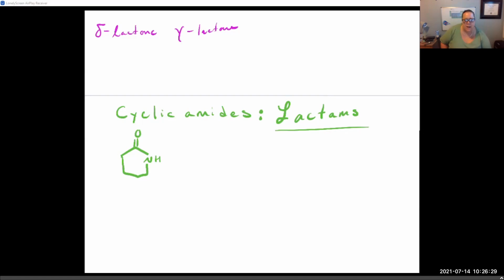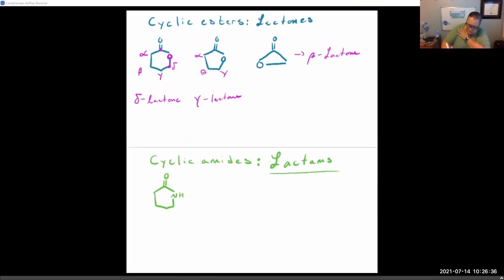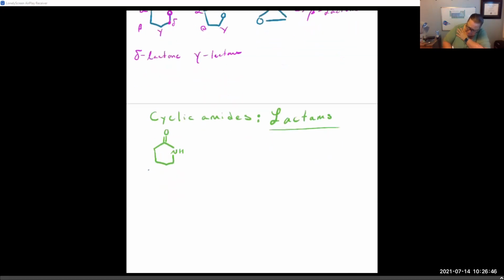Maybe she's right. Anyways, we use the same type of naming notation for lactams that we do for lactones. Look, there's an E in the lactone too. It's not supposed to be there. So how would I call this lactam that I just wrote right here?